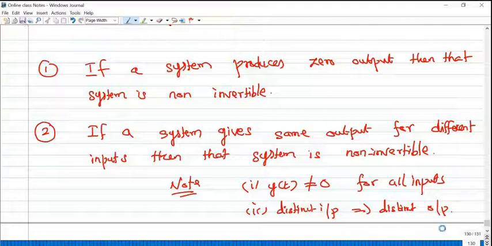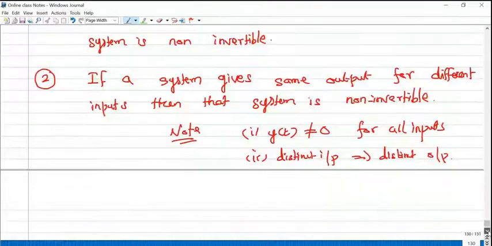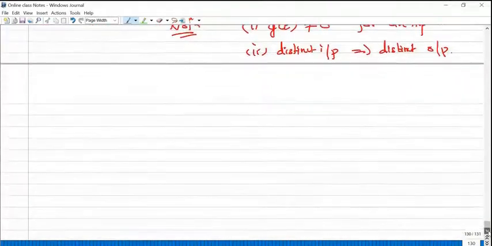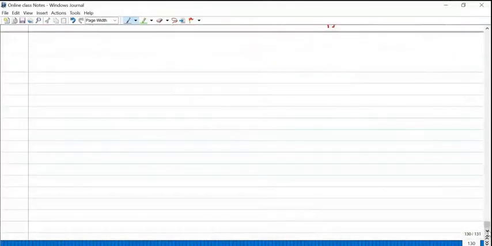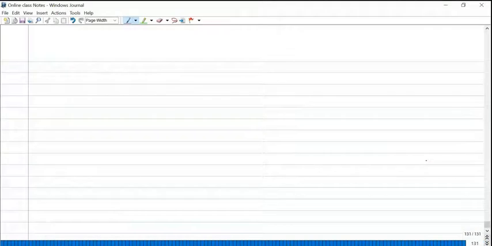Output should never be zero for any of the input. And each and every input should generate a unique output. Or more than one input should not give the same output. These are the two rules to check whether the system is invertible or not.